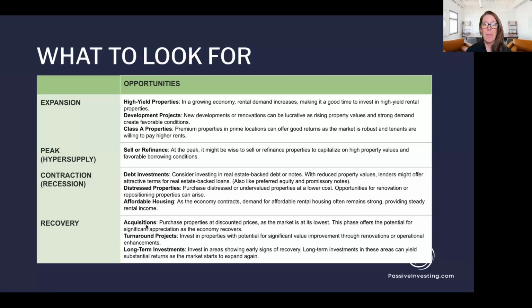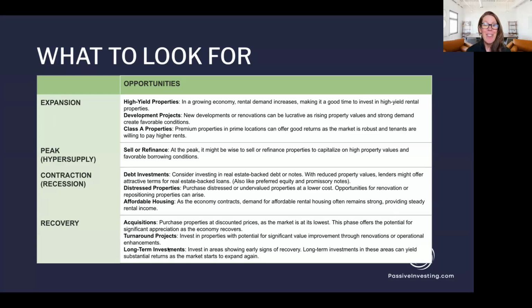Acquisitions then start making more sense, right? Right now, I have a lot of investors asking me, where's the multifamily deal? Where's the express car wash deal? Well, right now, in this contraction part of the global market cycle, it just doesn't make sense, but it will very soon, as you can see.